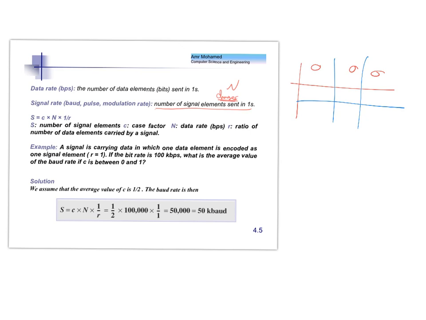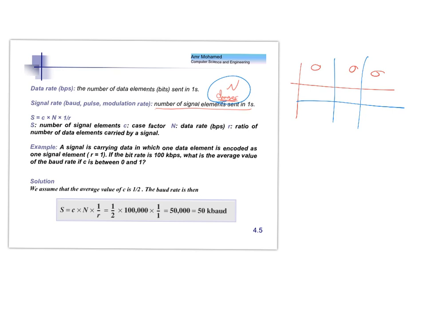What is the frequency of this signal? It's 0. But what is the number of signal elements per second? It's not 0. It's not 0. R is 1, yes, but the number of signal elements per second is not 0, right? Why did we say the signal rate is 0? Because there are no changes in this signal representation. So I think the word changes here makes this definition more accurate.